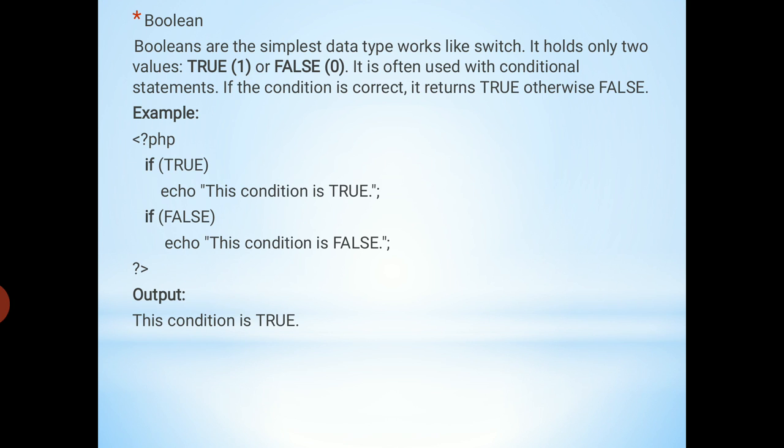Discussing scalar data type. Scalar data type is also called single data type or predefined data type. The meaning of scalar is single. It can store a single value.